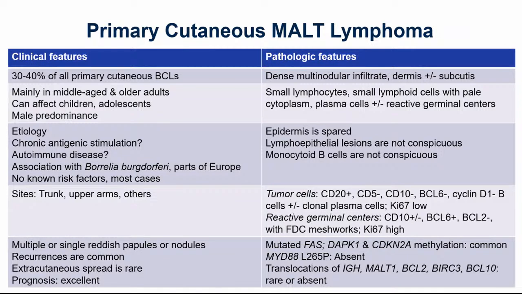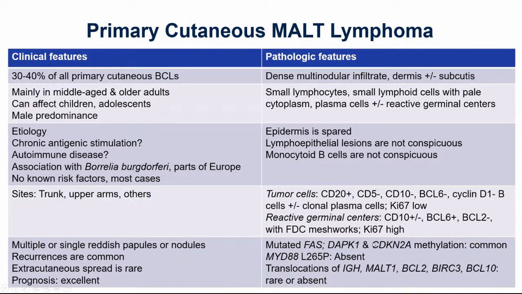The neoplastic cells are CD20 positive B cells. They are negative for CD5, CD10, BCL6, and cyclin D1. Clonal plasma cells are often present, and really that's how we identify a lot of these cases. The Ki67 proliferation index is low among the B cells. There are frequently admixed reactive germinal centers, and those are CD10 variably positive, BCL6 positive, BCL2 negative. They are associated with follicular dendritic cell meshworks, and the proliferation index is high.